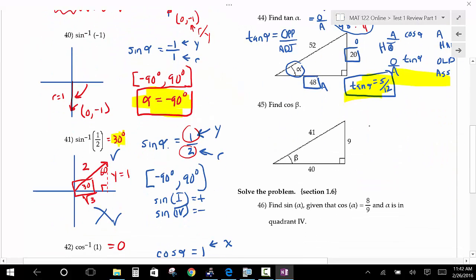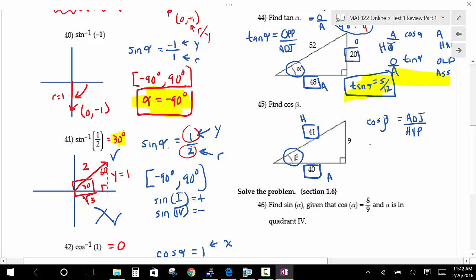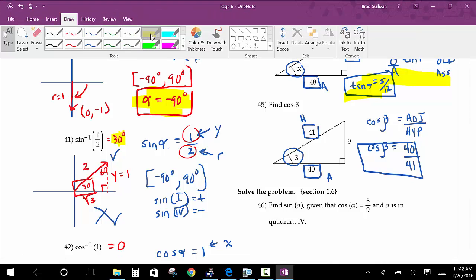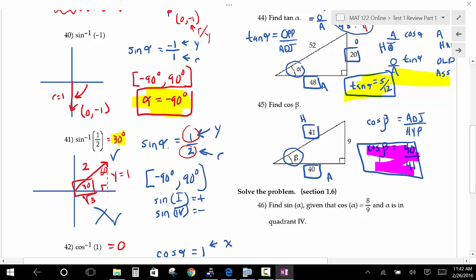Okay, next one. Let's take a look at this one. So the cosine of beta, by definition, is adjacent over hypotenuse. If you look at beta, adjacent is 40. Hypotenuse is the longest side, so that's 41. So the cosine of beta equals 40 over 41. That's already reduced, so that would be the answer to the problem. That one's pretty straightforward. No reducing of arithmetic required. So you've got the ratio written out.